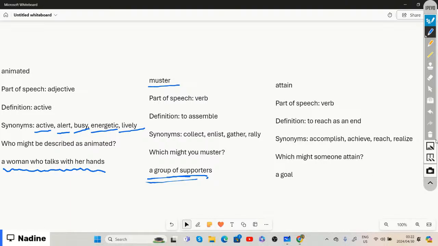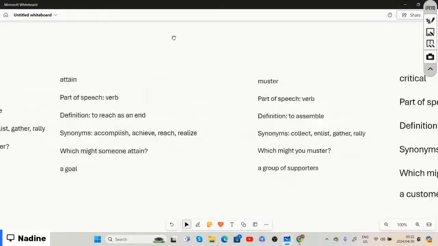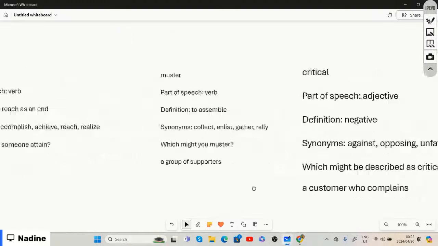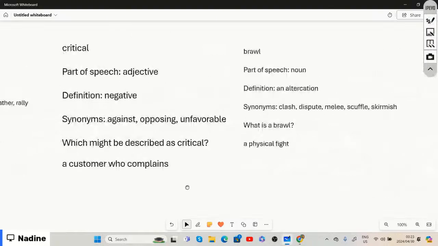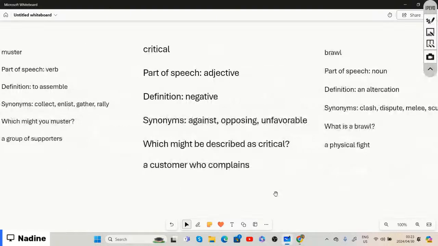And now if we move on to the next one, right? We already made mention of master. All right, one more. Okay, two more. And then we're going on to aplusstudents.ca. And then we're going to do a test. So critical, right? Critical is an adjective. The definition is negative, and the synonyms of the word critical are against, opposing, or unfavorable.